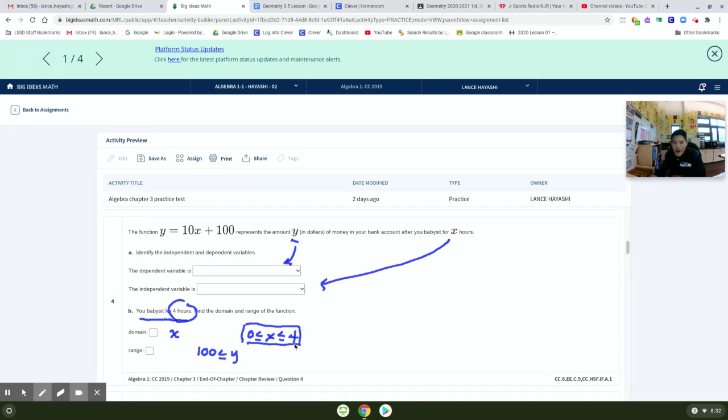And then you figure out the most amount of money that you could have, and that would come from if you babysit for 4 hours. So you could substitute or plug that back into the equation for x. 10 times 4 is 40, plus 100, 140. So the maximum amount is 140. What this is saying is the amount of money in your account has to be at least $100, and then at most, that looks like a T, that's supposed to be less than or equal to, but then at most $140. So that would be the range of the function.